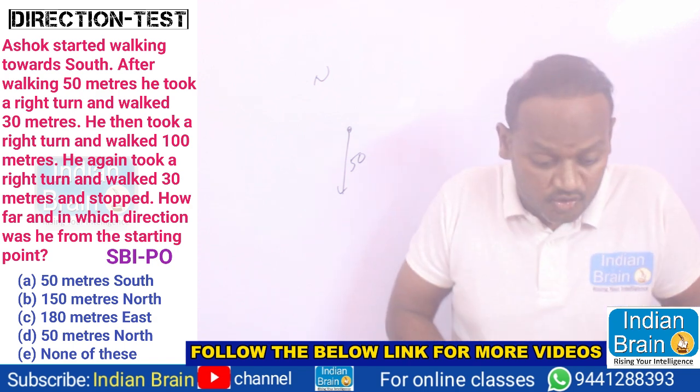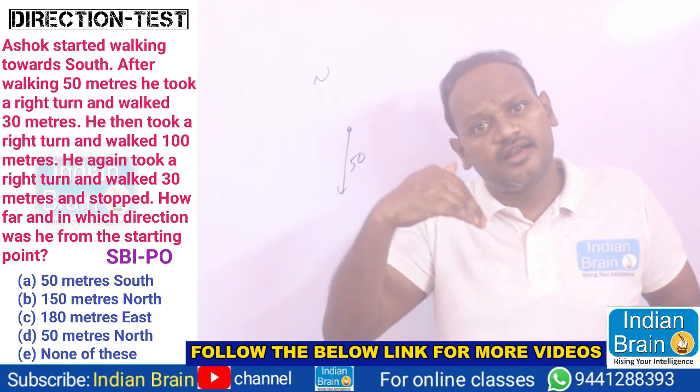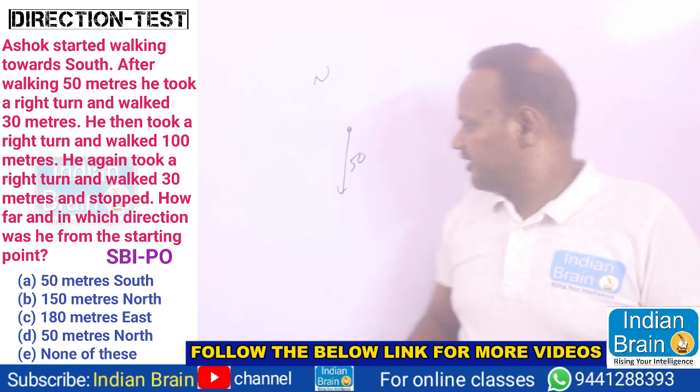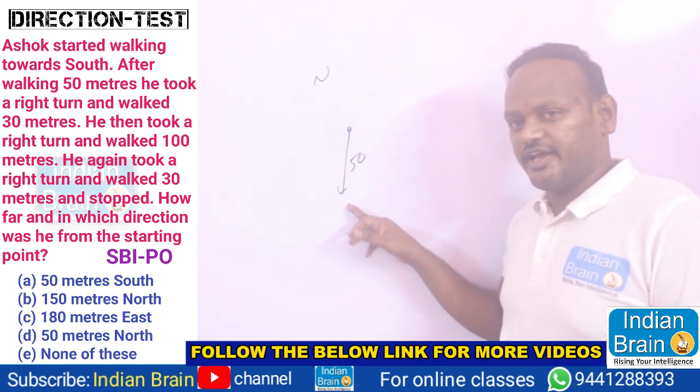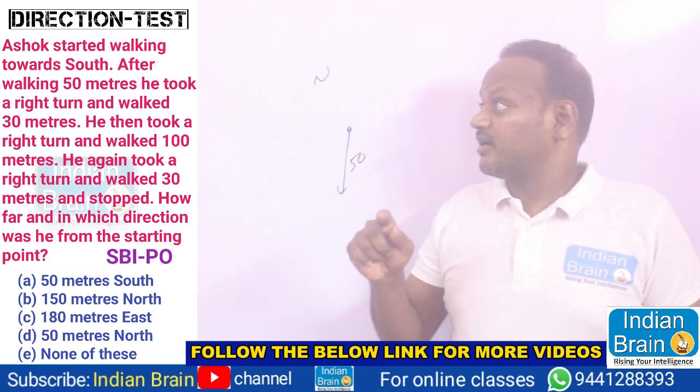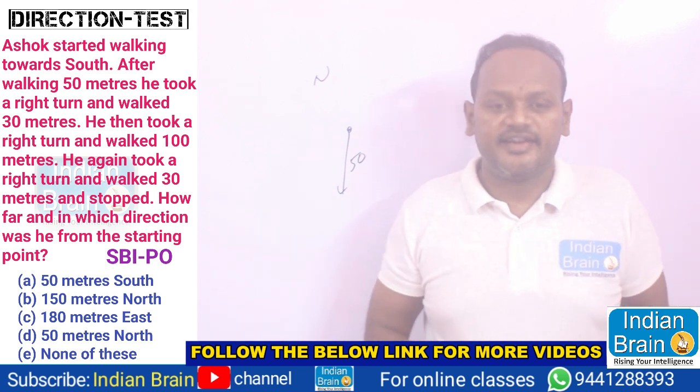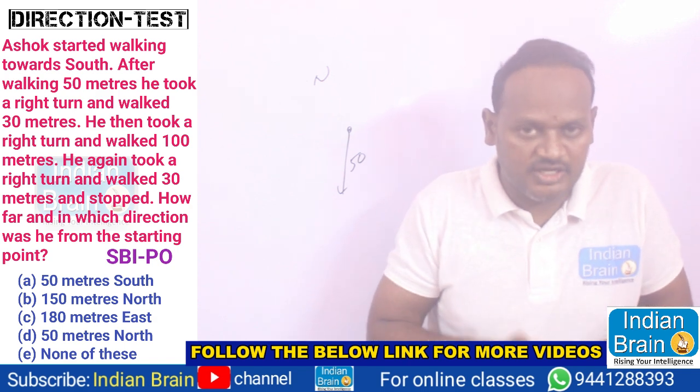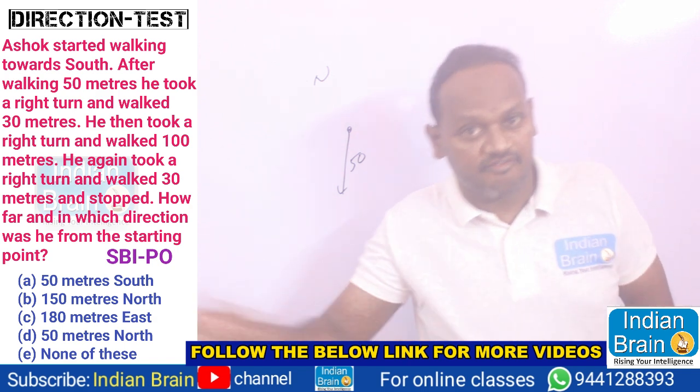We need to follow the Ashok only. Let's consider as you are the Ashok. Best point, right? Yes. You walked south direction 50 meters. After that what you have done? You took right turn. Right turn means what? After going south direction, right turn means what? It will be west.